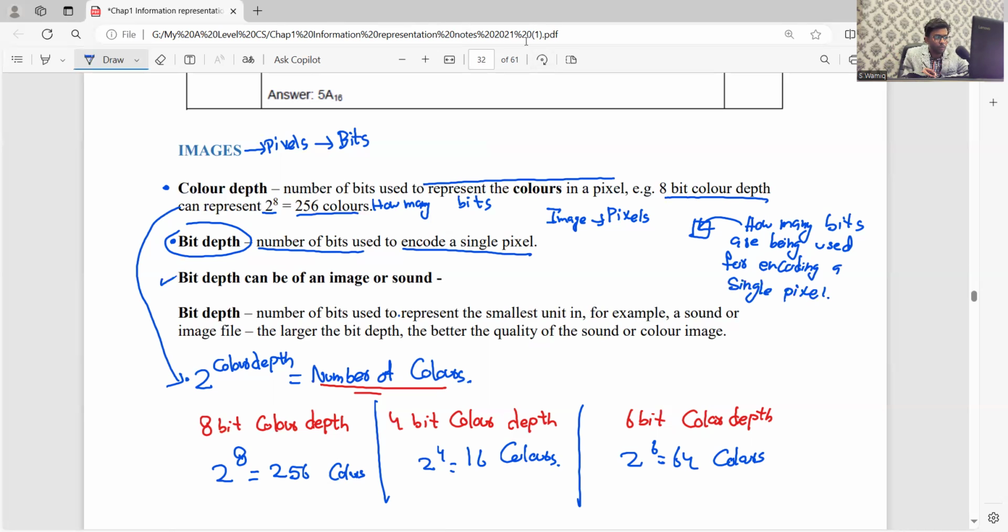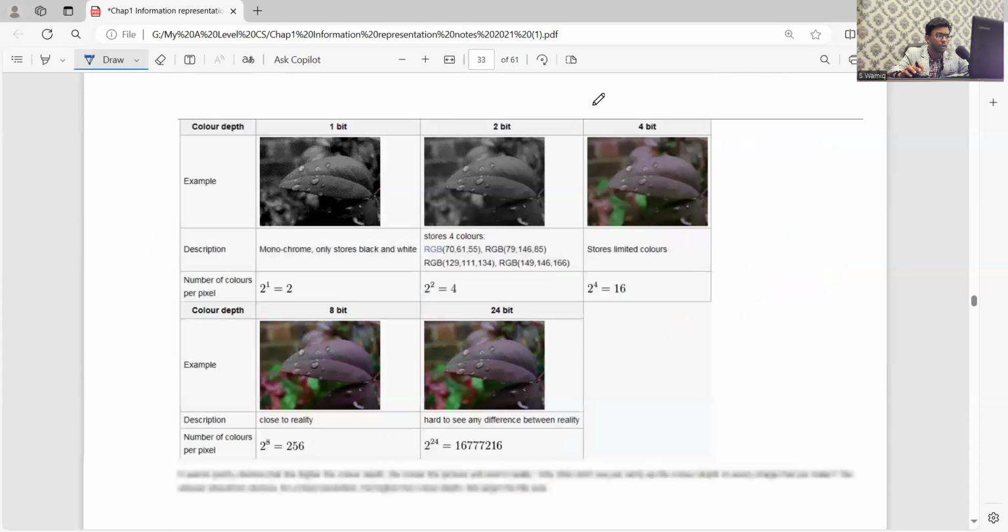We will be discussing bit depth in terms of images and sound. Both of that, sound we have not done right now, I will be discussing that. So bit depth is the number of bits used to represent the smallest unit. For example, if it is an image and the bit depth is larger, that means the quality is higher. We have discussed this in detail, I was just giving you a recap.